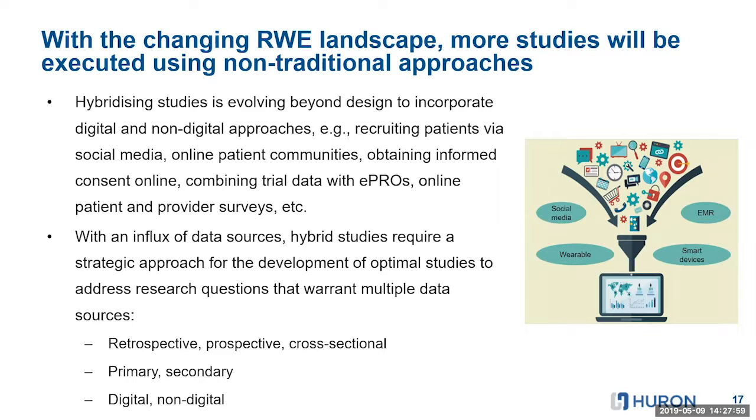Having said that, with the influx of data sources that we've seen in recent years, we really need to be extra careful when using hybrid approaches. The overarching strategy here should be one that asks whether the research question or questions of interest really warrant the use of data from multiple sources. For example, do we combine retrospective with prospective or cross-sectional data? Or do we combine primary and secondary data? Or do we use both digital and non-digital approaches? So it's really question specific, and it has to be fit for purpose.